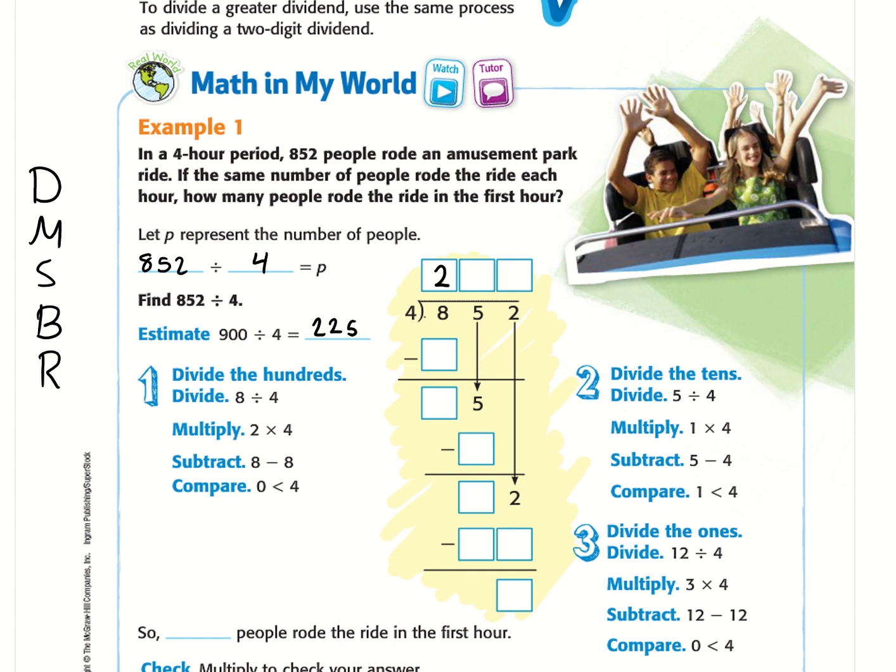Next, multiply. 2 times 4 equals 8. Now I'm going to subtract. 8 minus 8 equals 0. Bring down. So I bring down the 5. And repeat. Now I have to divide.